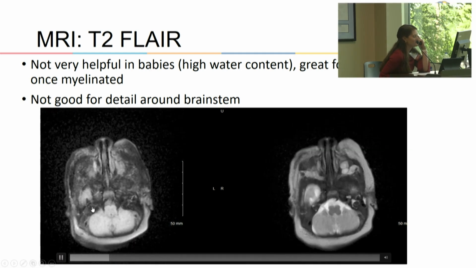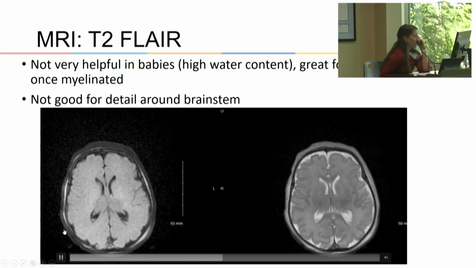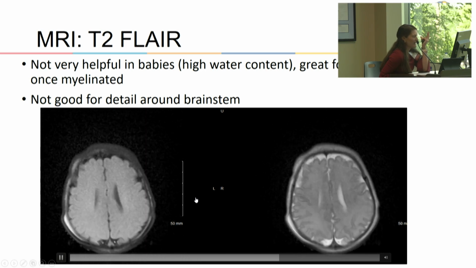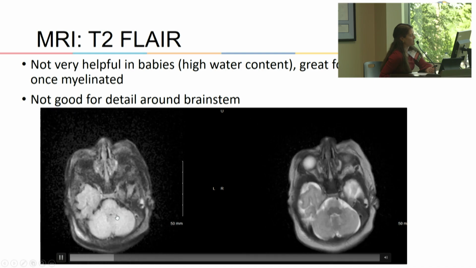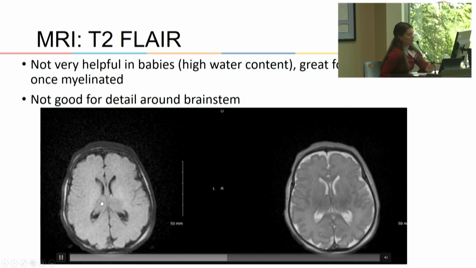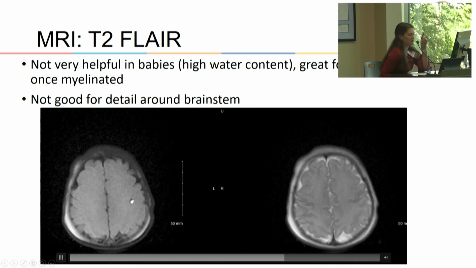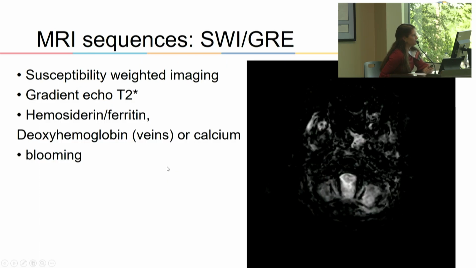However, you guessed it, it cancels out most of the water, right? So the baby brain is a lot of water, so it kind of just grays out the brain. So just something to be cognizant of. I'm not going to say never look at it, but it's less helpful in babies, more helpful once you're more fully myelinated. And also in general, it's not good for around the brainstem, because you think about the water to actual tissue ratio, the brainstem's pretty small and there's a lot of CSF around it. So in general, it sometimes washes out things in the brainstem.